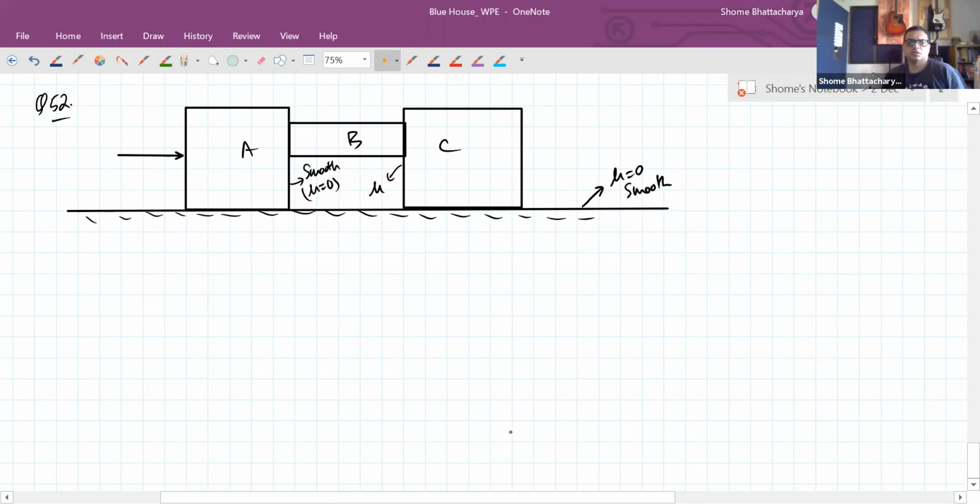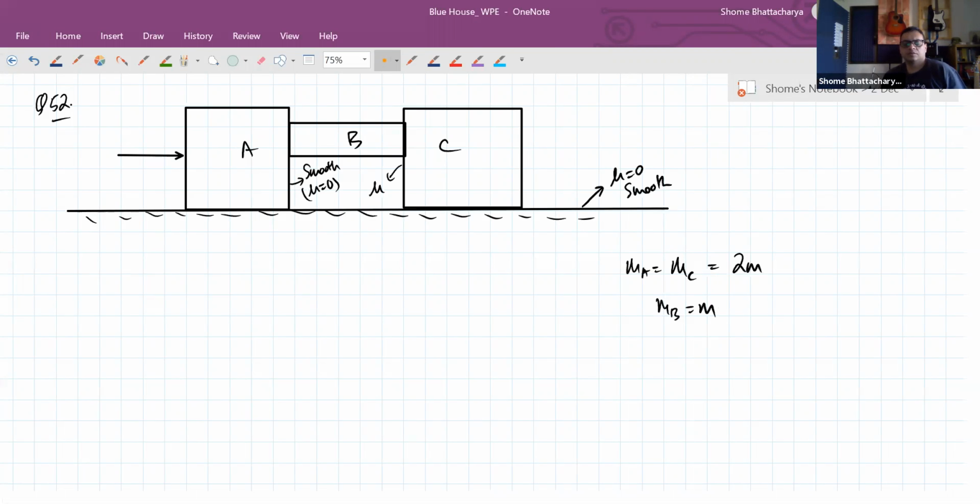Now mass of A is equal to mass of C equal to 2m, whereas mass of B is m. So this is the information given to us. Okay. So system is pushed by a force F. All surfaces are smooth except for the surface between B and C. Friction coefficient between B and C is mu. So find the minimum value of F to prevent B from slipping down. So we have to find what minimum value of force we have to apply from this side.